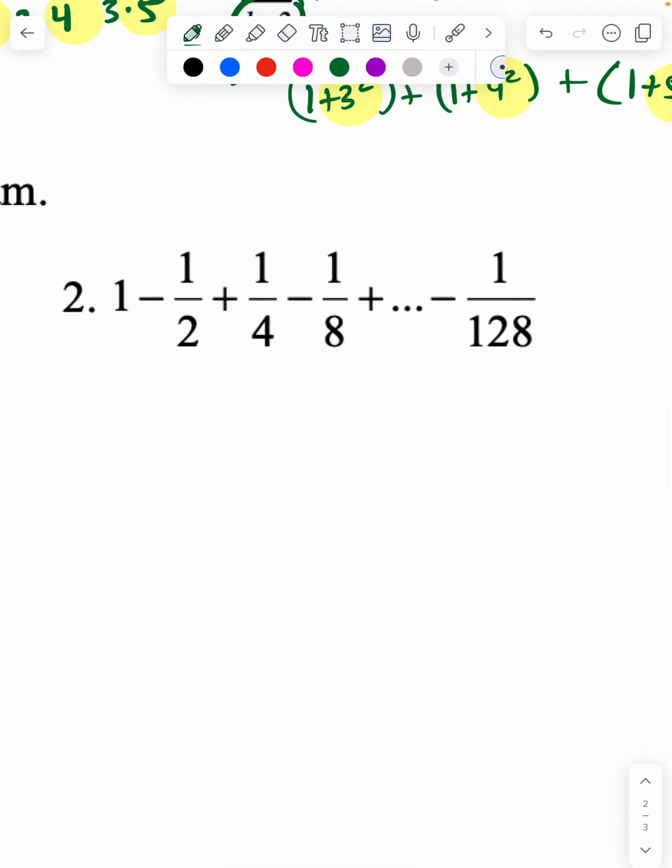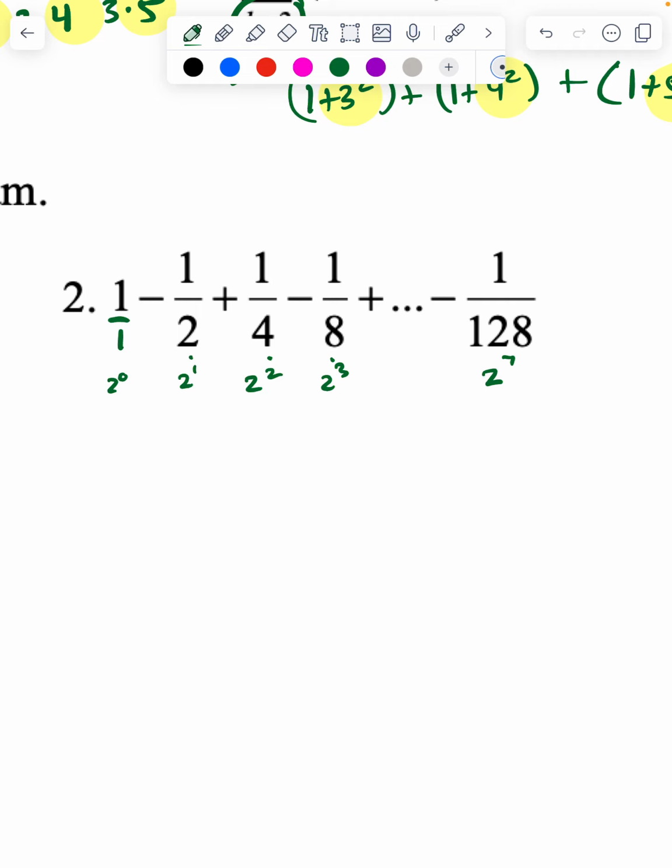Here, this one's kind of tricky. The pattern's hard to see. But if you look at these numbers, 2, 4, 8, these are powers of 2. Now, this first one looks really weird because it's not a fraction, but anything that's not a fraction is over 1. 1 is 2 to the 0, 2 is 2 to the first, 2 to the second, 2 to the third, and if I bust out my big brain, 128 is 2 to the 7th.